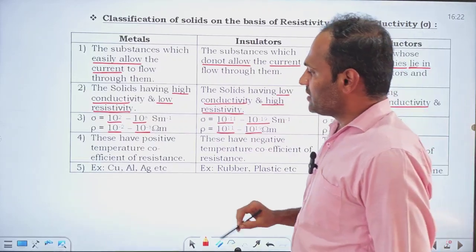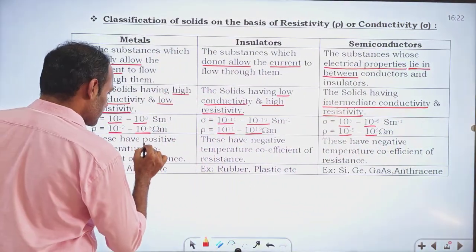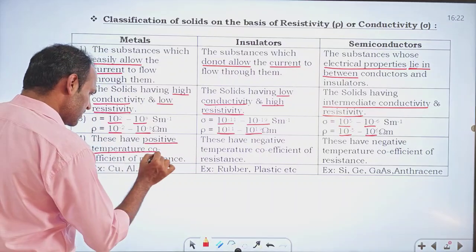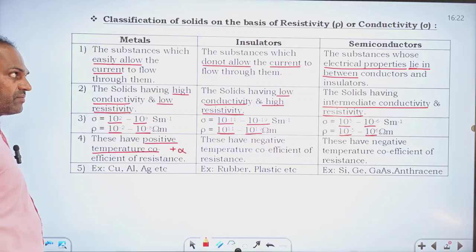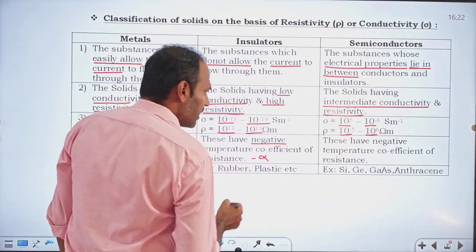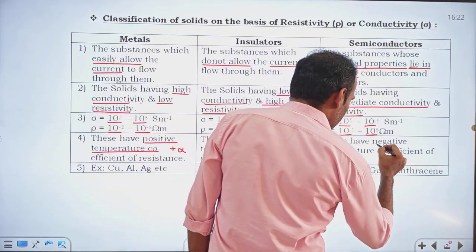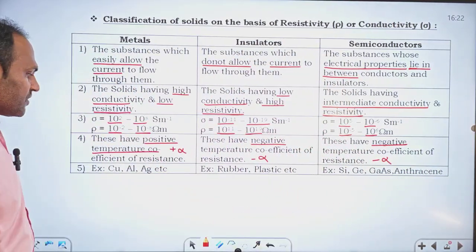Correct? Next, temperature coefficient. Metals have positive temperature coefficient of resistance. Insulators have negative temperature coefficient of resistance, and semiconductors also have negative temperature coefficient of resistance. What is this temperature coefficient of resistance?